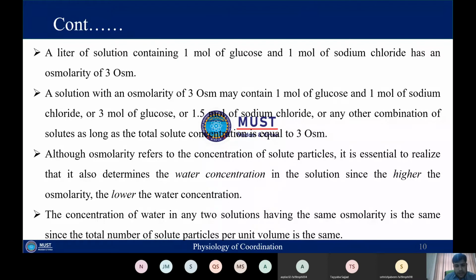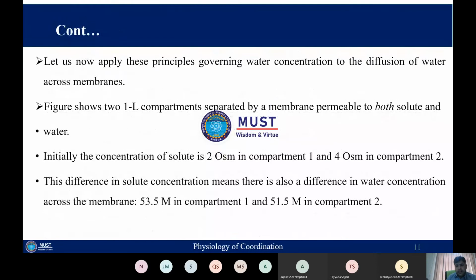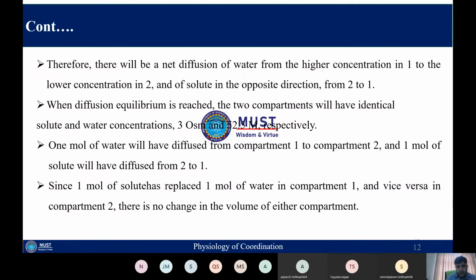So let's say we have two solutions, solution A and solution B, and both of them have an osmolarity equal to 3 osmole per liter. So the water concentration in both of those solutions will be 52.5 molar, because they have the same osmolarity or same solute concentration. So let's now apply this principle to the water concentration, and we will also study the diffusion of water across the membrane.